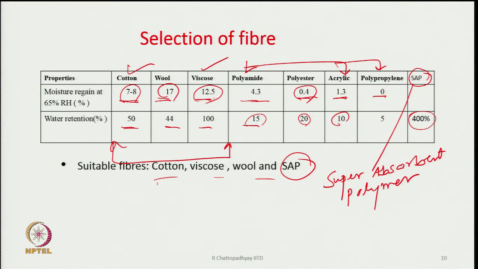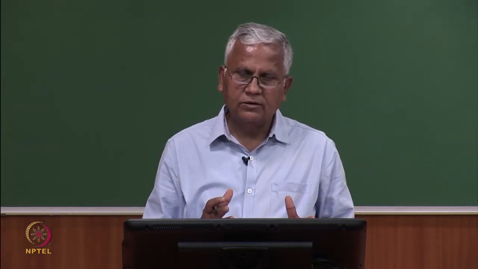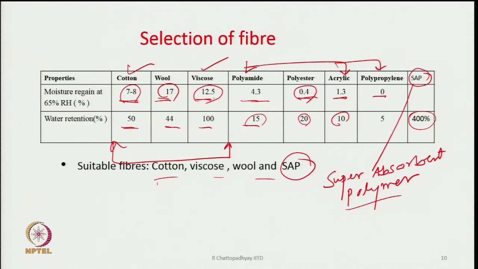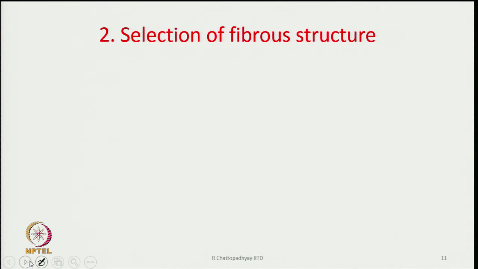So, SAP is super absorbent polymer, this can be used, and this is also used in some incontinence products. We keep the quantity of super absorbent fiber to a maximum of 30% or 35%. The rest of the material will be some cellulosic fiber. But yes, SAP has got some advantages, but we will see SAP has got some disadvantages too. Okay. The next one is selection of fibrous structure.